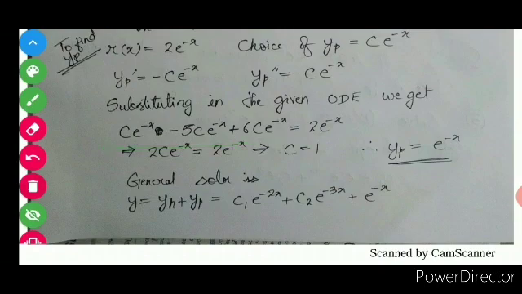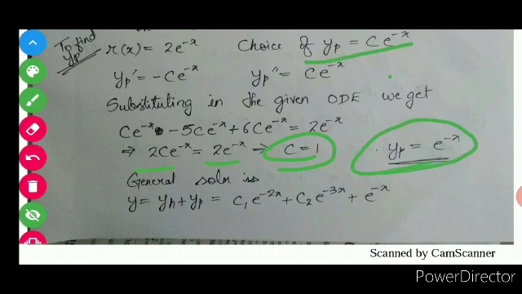Now equating both sides of the equation, this left hand side turns out to be 2c e raised to minus x and right hand side turns out to be 2 e raised to minus x. So c, the value is 1. So what is your yp? Yp is c e raised to minus x. So the specific yp, the answer we get here, is yp equal to e raised to minus x.